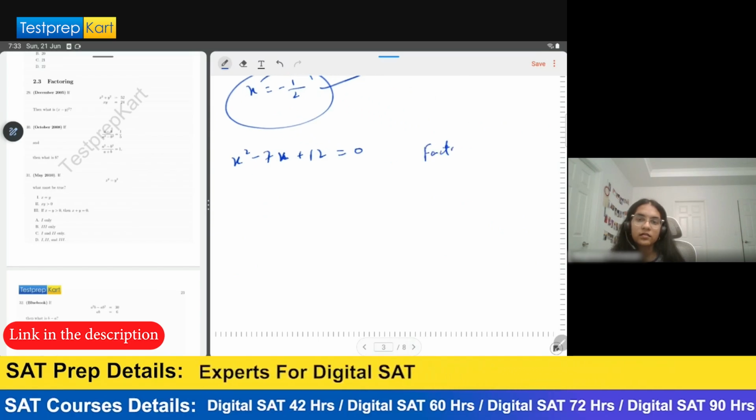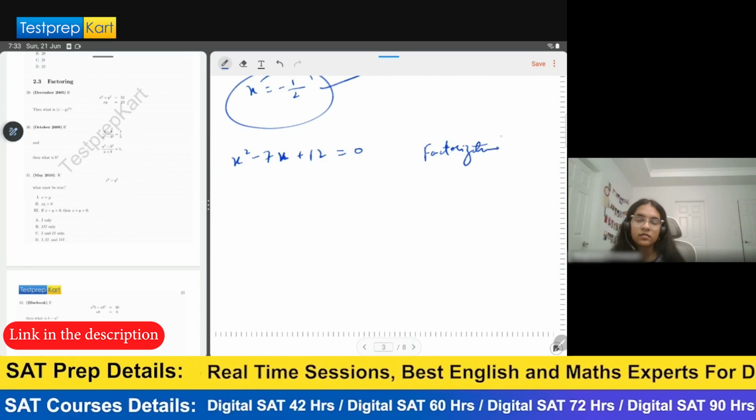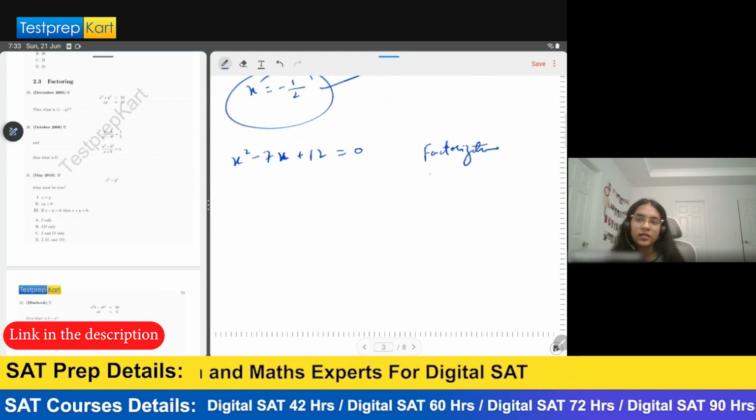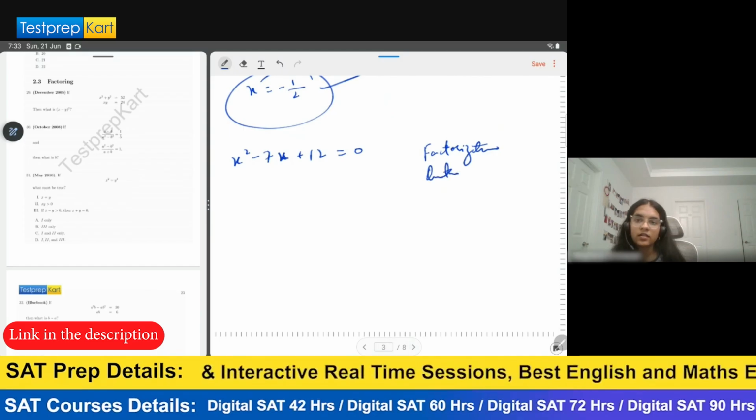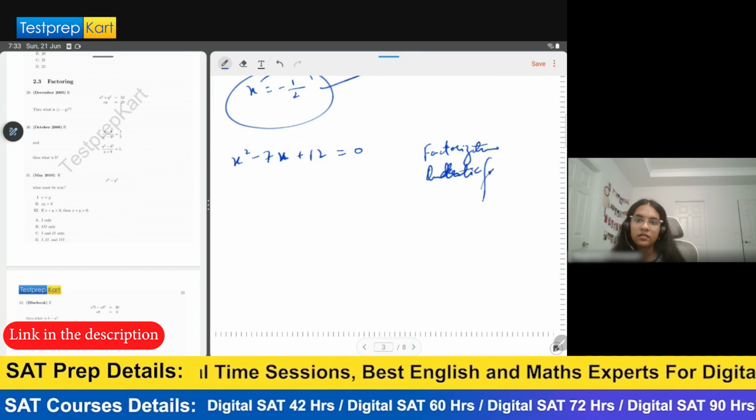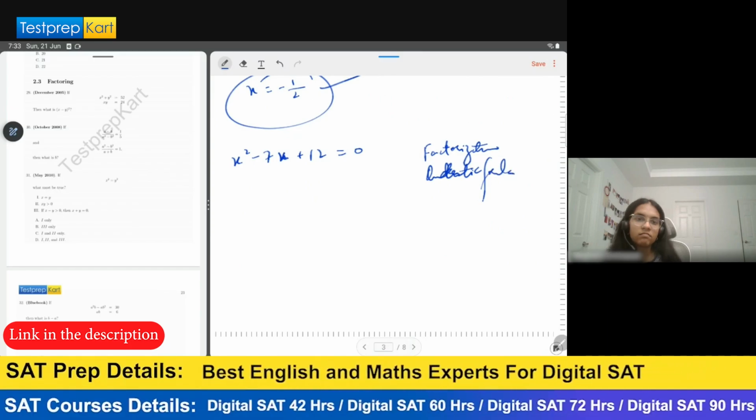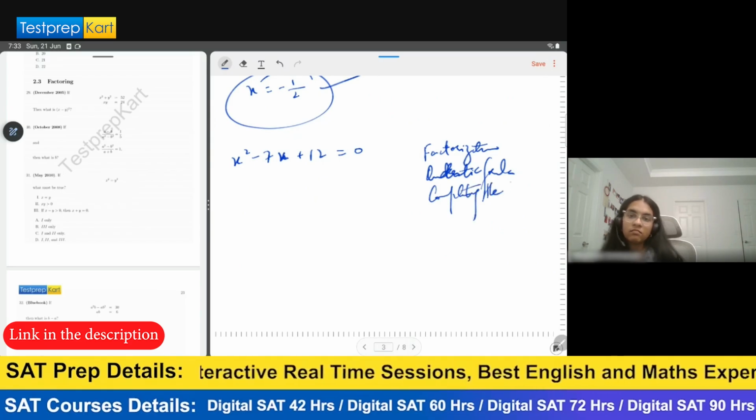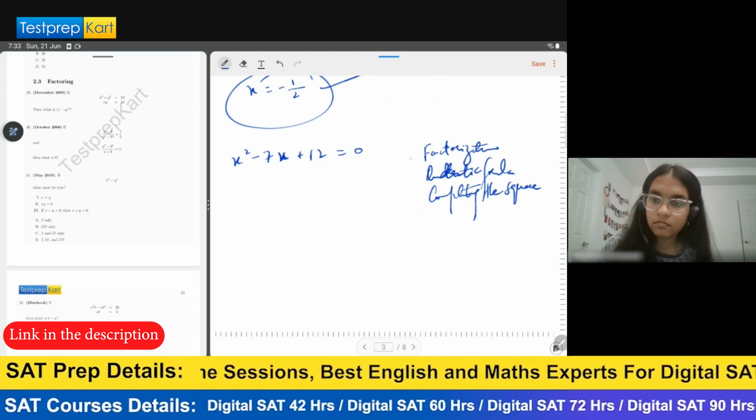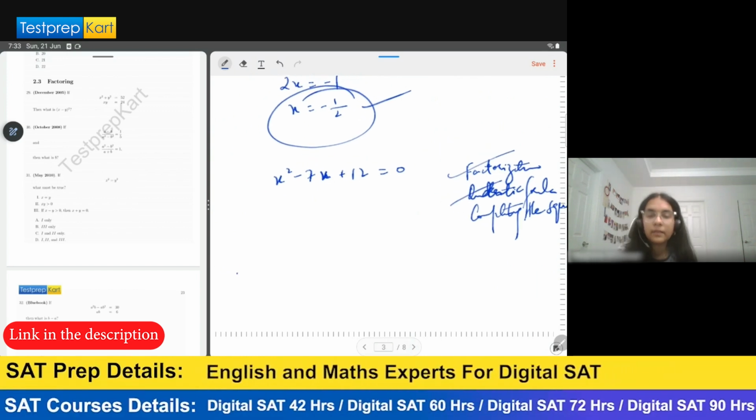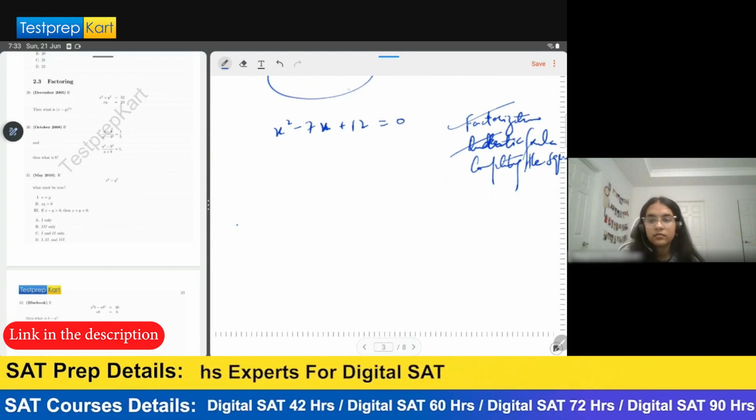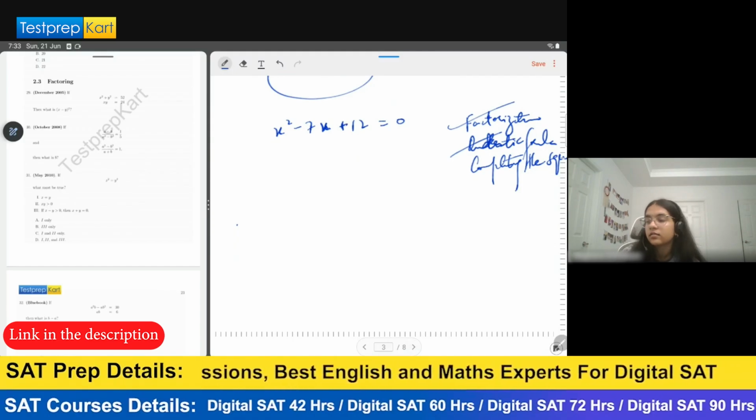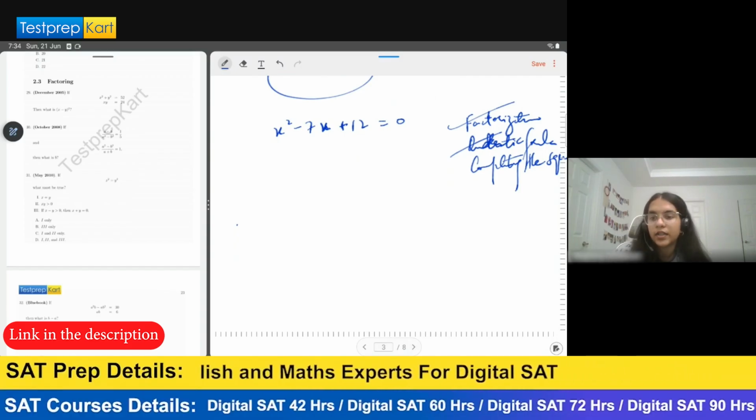What is the other method? Use the quadratic formula. Any other method? There's one more method, but we're not much concerned with that. That is completing the square, right? But we'll be focusing on these two. Now, x square minus 7x plus 12. Can you try to figure out the value of x for this? -3 and -4.